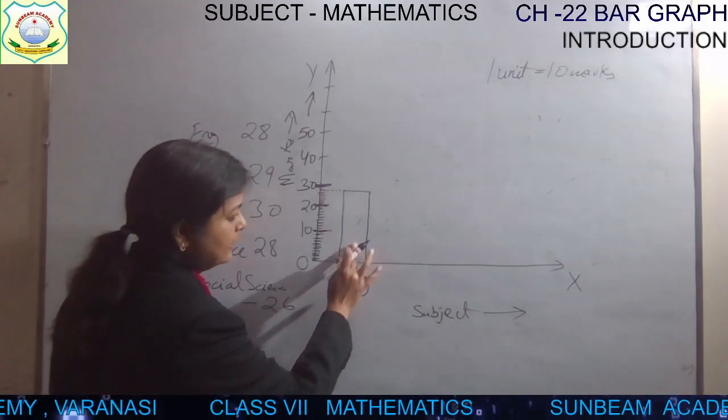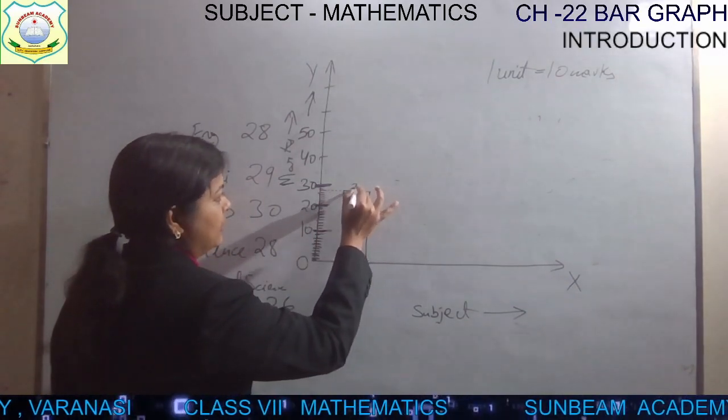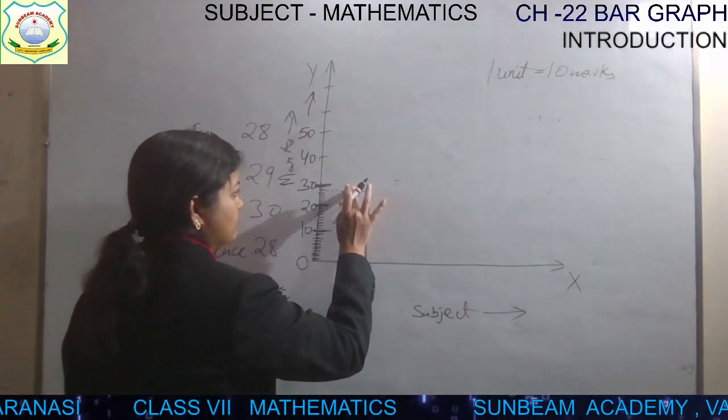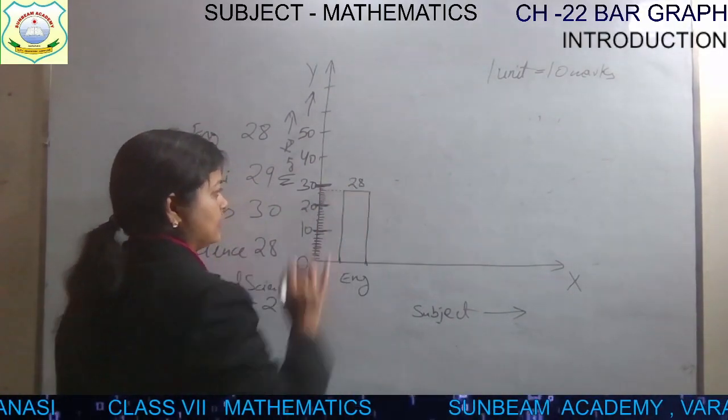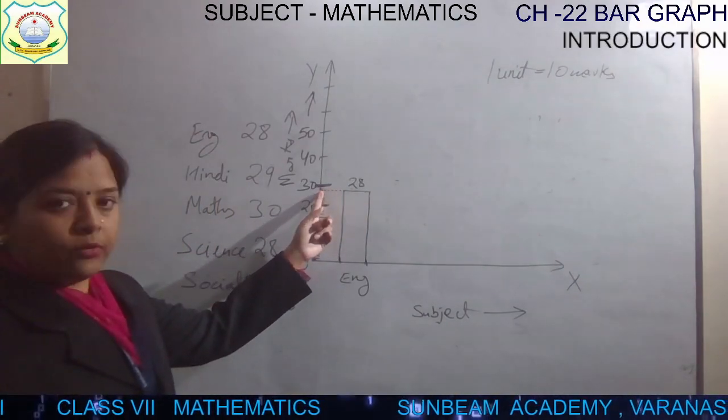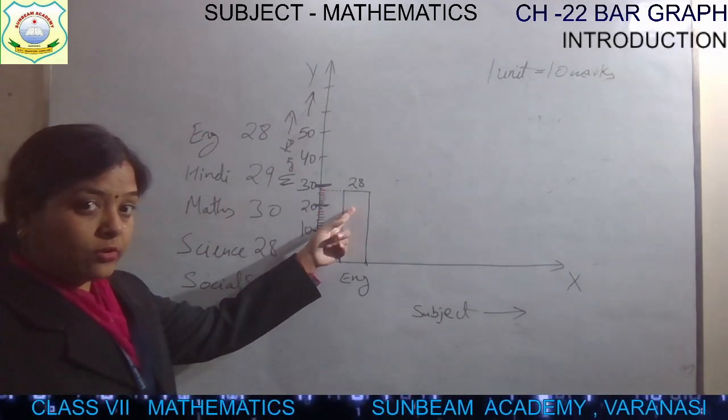You can write English here. You can write 28 on the top. That 28 marks is this. Anything. You can leave it also. So while looking at this value, we can easily realize that yes, you have drawn it correctly.